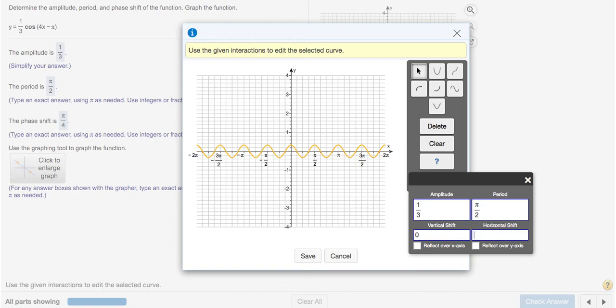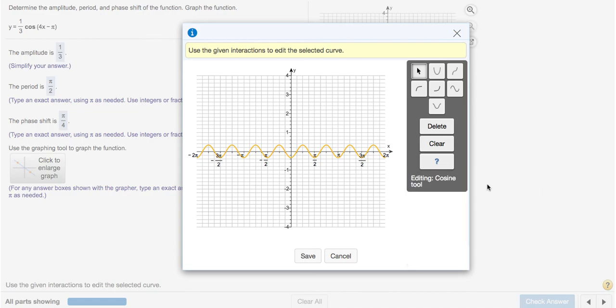So what I'm going to do is type in pi to get the symbol pi, the divided by symbol to put in a fraction, and I'll put 4 here. Okay, so that's going to move this graph pi over 4 to the right. So like this point's going to go here. And it did. In fact, all of the points moved pi over 4 to the right.